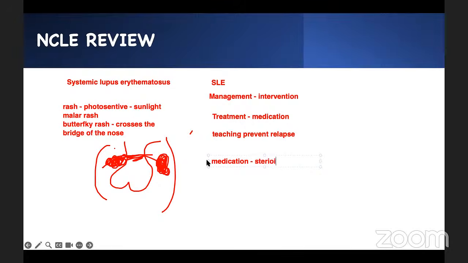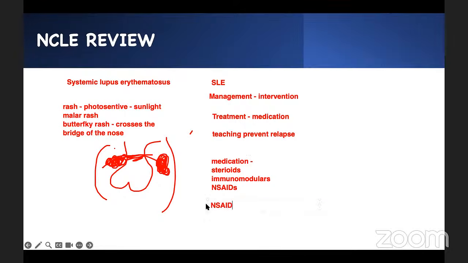Okay, steroids. They get steroids. What else? What other medication will you give to this patient? Immunomodulator. What else would you give the patient? NSAIDs. They get NSAIDs in addition. So these are medications that they will get.